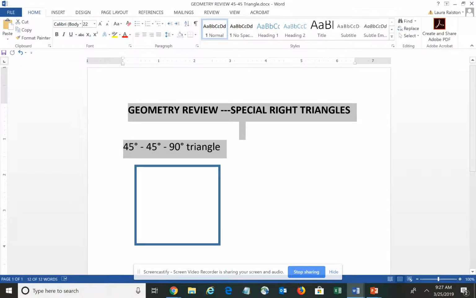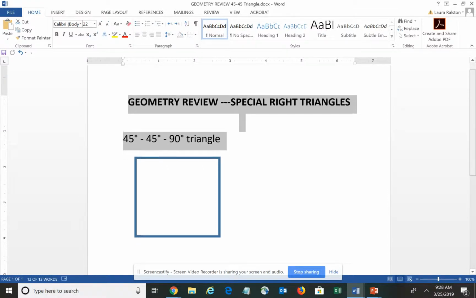As we finish up our discussion of right triangle trigonometry definitions, and we're preparing to begin talking about the unit circle, which is used extensively within trigonometry as well as calculus, I want to review two of the special right triangles that you may have discussed in a geometry class somewhere in your past. One of those is a 45-45-90 triangle, and the other is a 30-60-90 triangle. We're going to start with the 45-45-90 triangle.